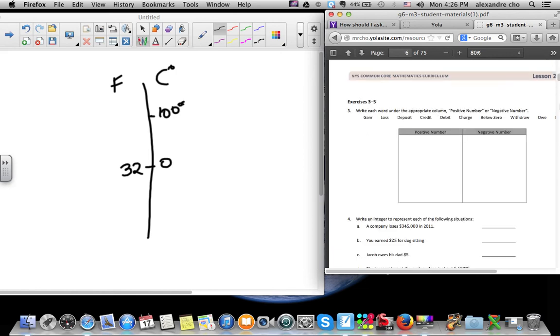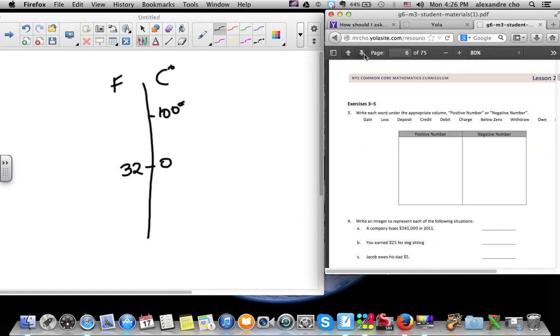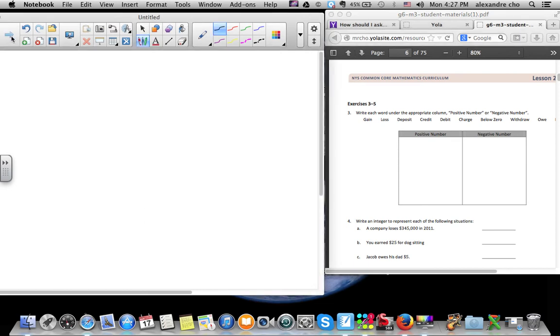Okay. Wish I could get this page. Alright, I particularly didn't like these questions. 6. Write each word under the appropriate column, positive or negative, depending on the situation. So, let's see, plus, minus.